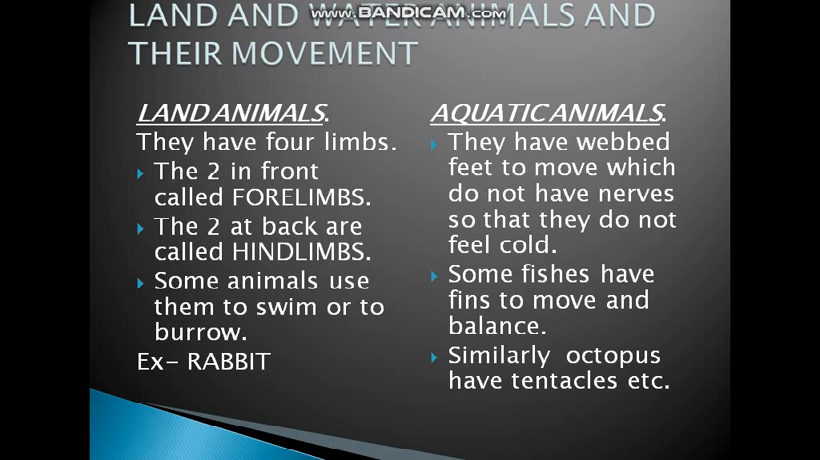Animals on land have four limbs. The two that are in front are called forelimbs and the two that are at the back are called hind limbs. Some animals use all four limbs. These limbs help them to run, hop or walk. For example, a horse uses its forelimbs for running, and the rabbit has pad toes for running and it also has large hind limbs for hopping.